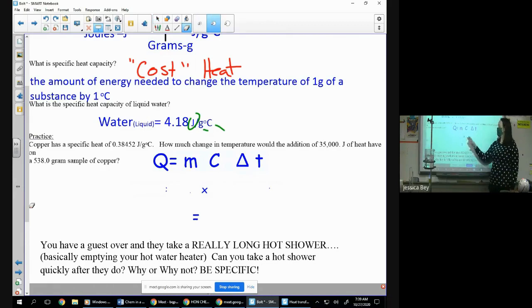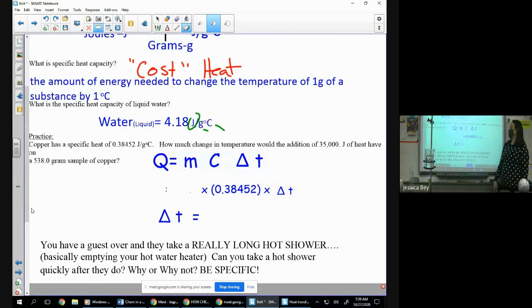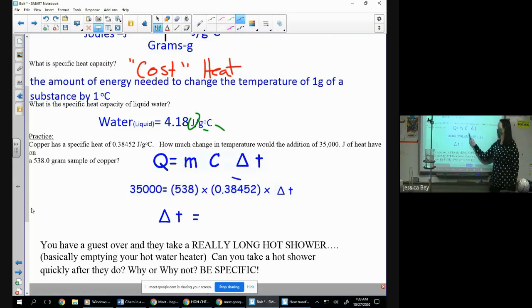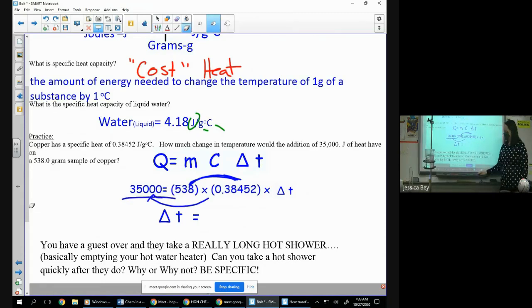So you see a bunch of numbers. C to me is that nice big number. How much change in temperature? That means I'm looking for delta T. If I added 35,000 joules, that number comes out into the front. And 538 is my mass. So then what you're going to do is multiply these two things together here and then divide 35,000 by that. The temperature change that you will see is 169.19 or 18, however you rounded it, degrees Celsius.